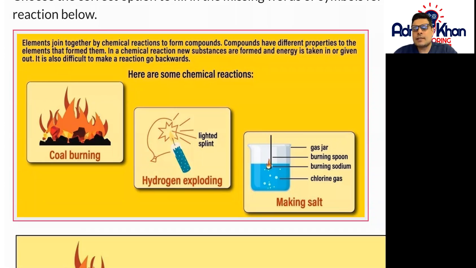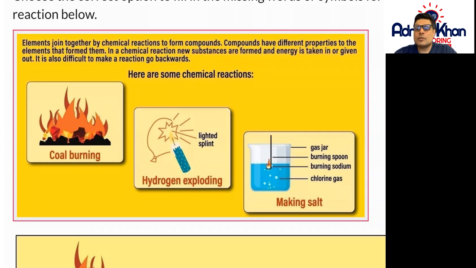So these are some examples of chemical reactions in front of you. So for example, a coal burning in fire is actually a chemical reaction. Hydrogen exploding. So if you lit a splint with some hydrogen, that will explode, and then itself there will be a chemical reaction and a compound is formed.